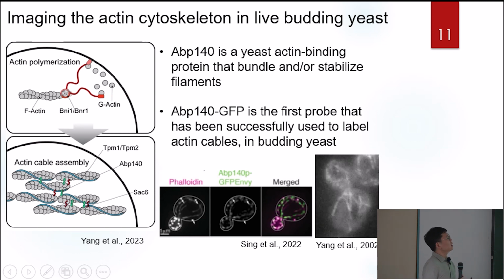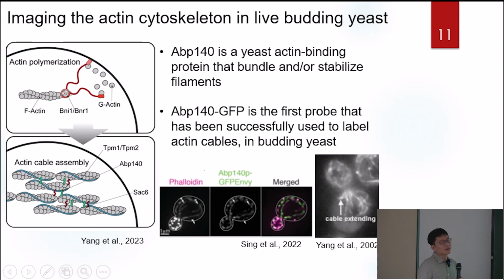The first one is from yeast. It's the ABP140 protein from yeast. So this one, BNR1, is the formin in yeast. So this is the formin, and the F filament starts to polymerize. And what is ABP140? ABP140 is the protein for actin cable bundling. So in yeast, after the F filament forms, they will bundle together and become like an actin cable.